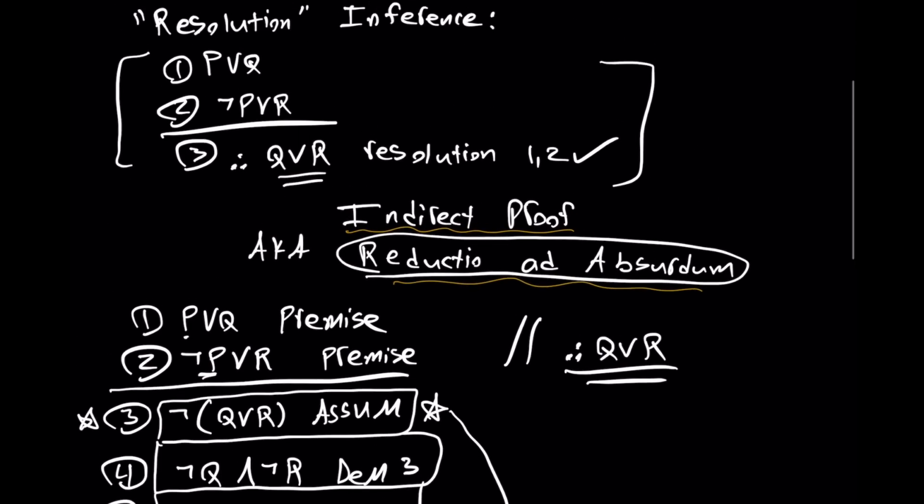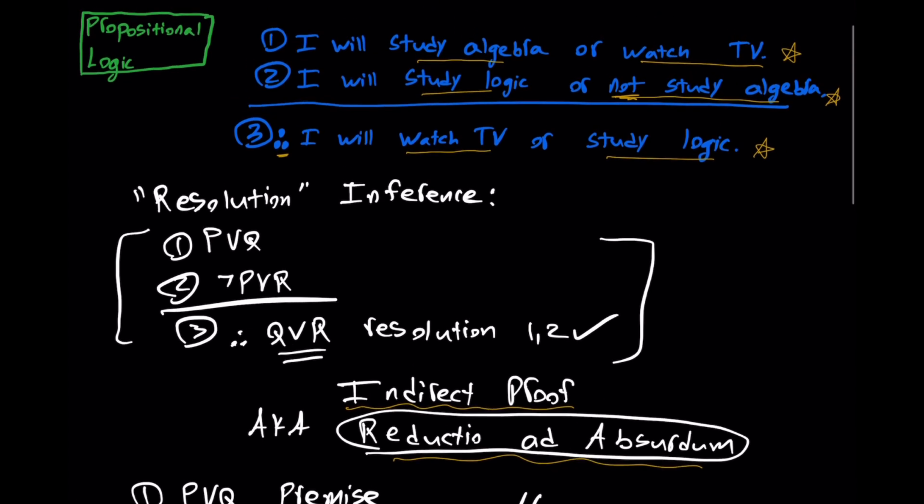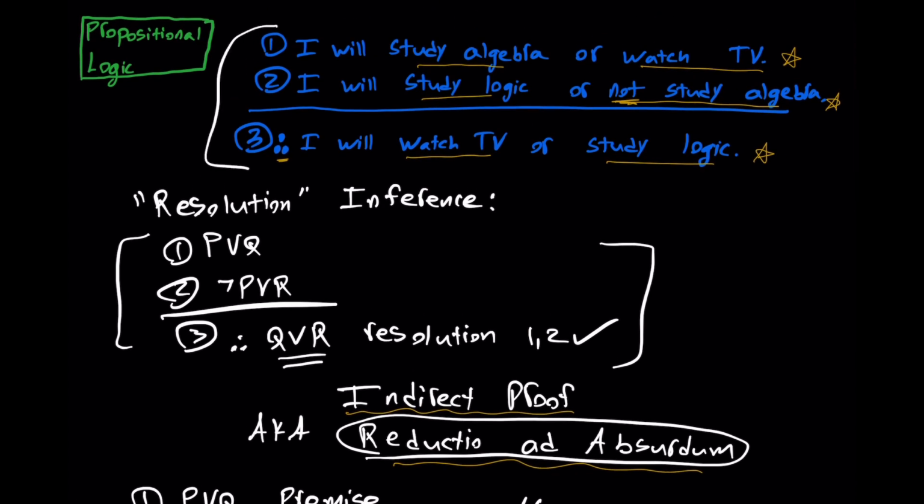And so if we scroll up back here, this definitely is a good argument, and we proved that through propositional logic. I will study algebra or watch TV. I will study logic or not study algebra. Therefore, I will watch TV or study logic.